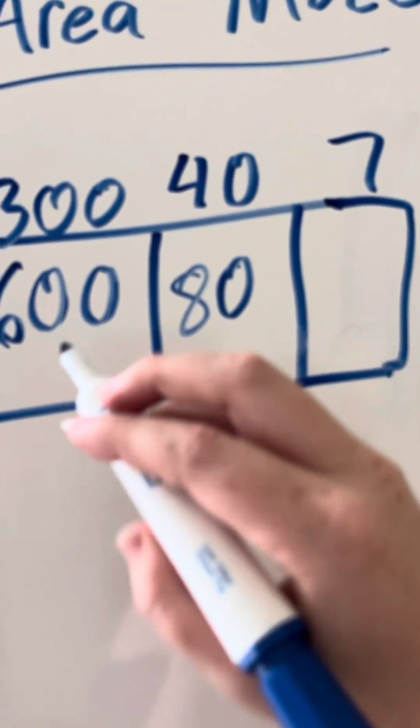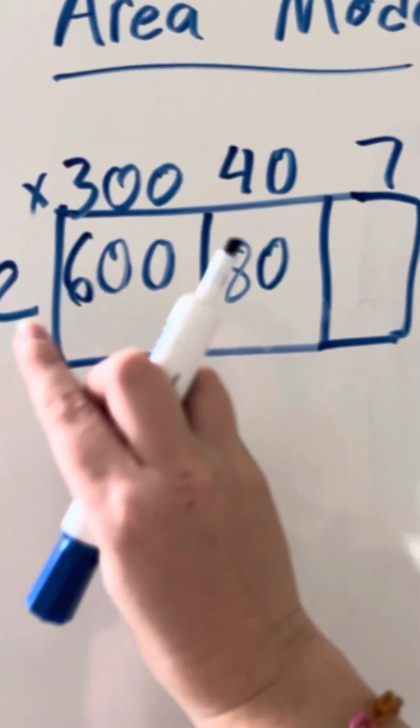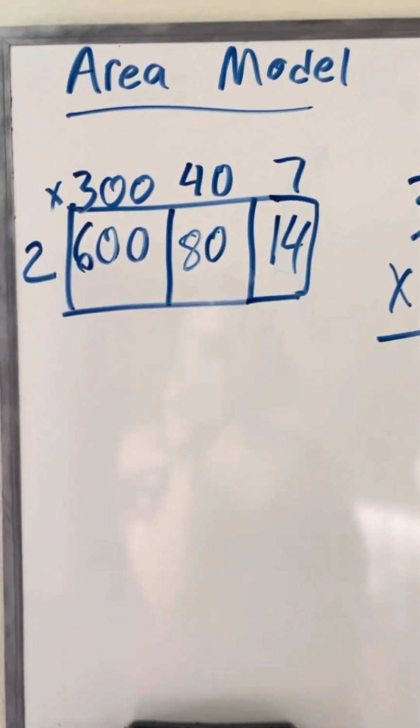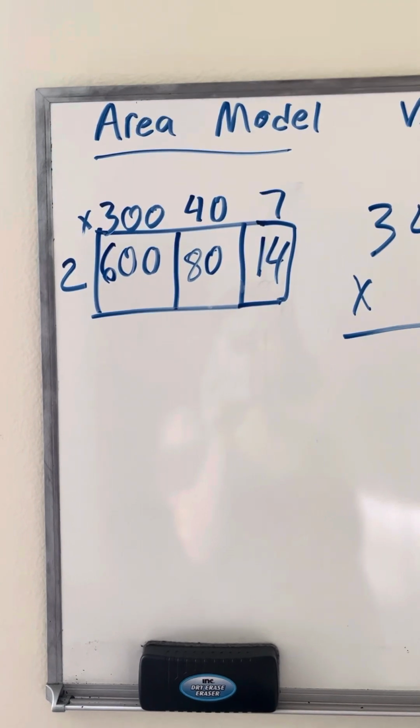All right. And then last but not least, the ones place, which is super easy. That doesn't do any change at all. We have 2 times 7, which gives us 14. See? Easy peasy, lemon squeezy.